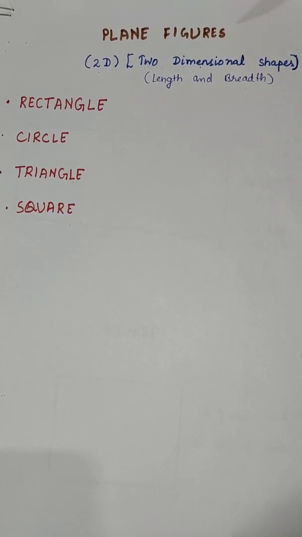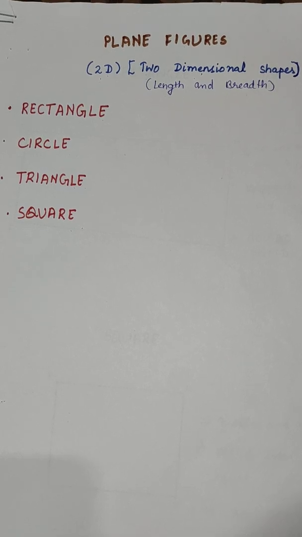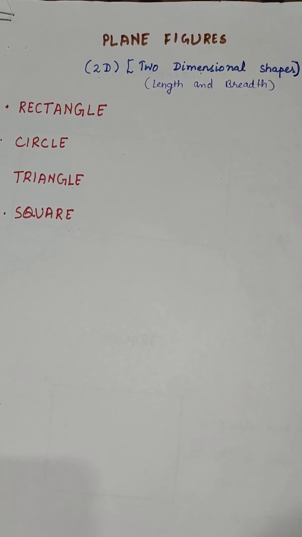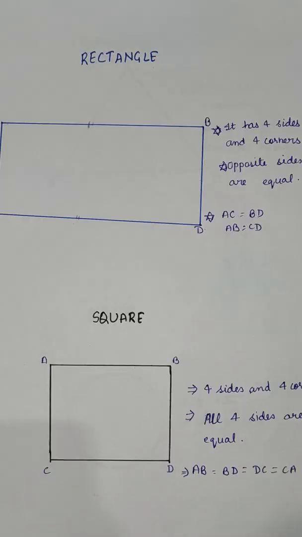Today we are again going to revise the first chapter, and the topic is plane figures. A plane figure is a 2D figure, a two-dimensional shape. Why is it a two-dimensional shape? Because it has only length and breadth. The examples are rectangle, circle, triangle and square.